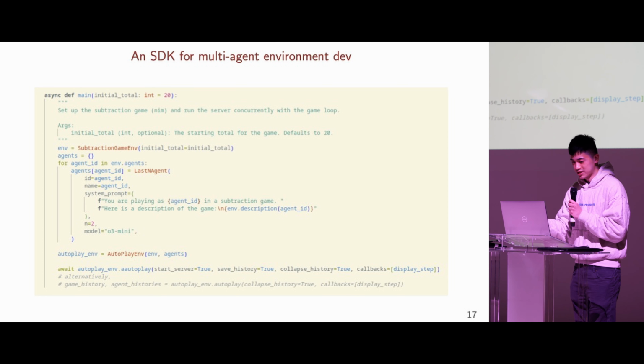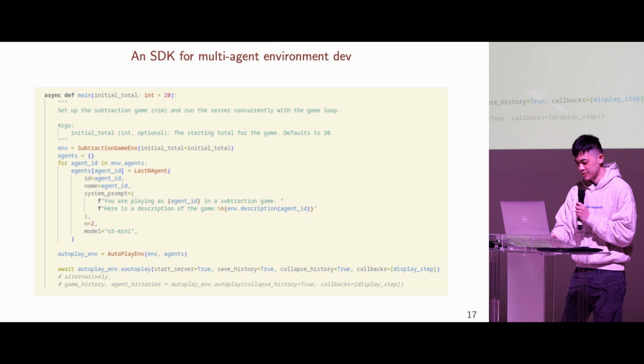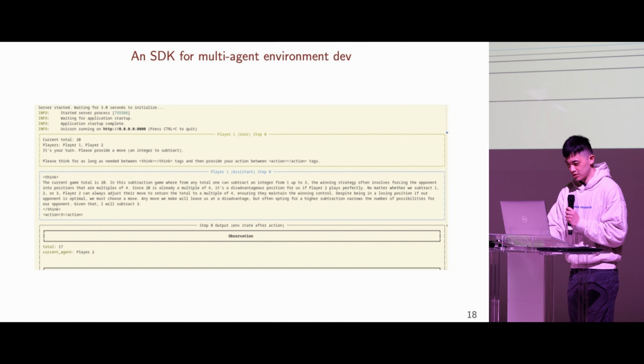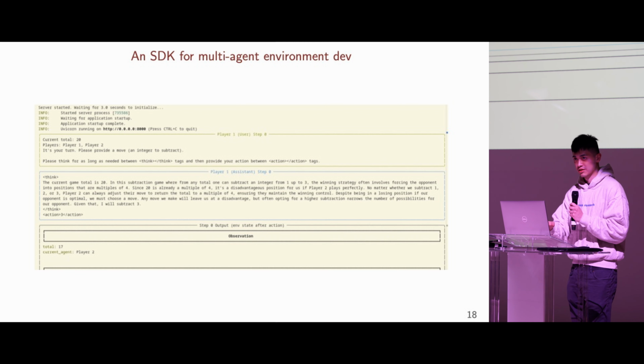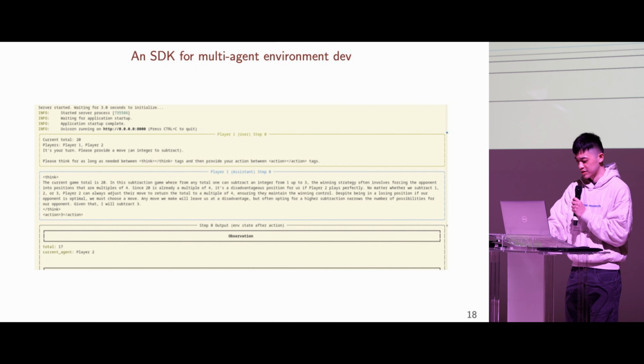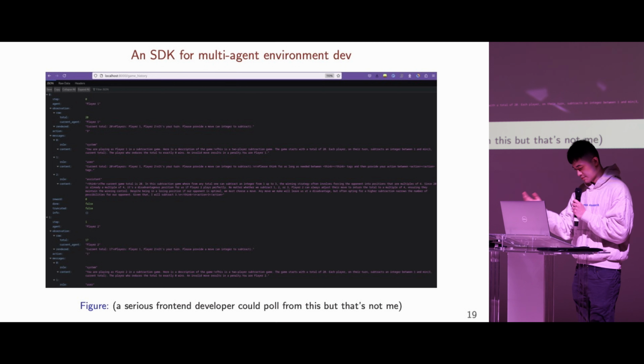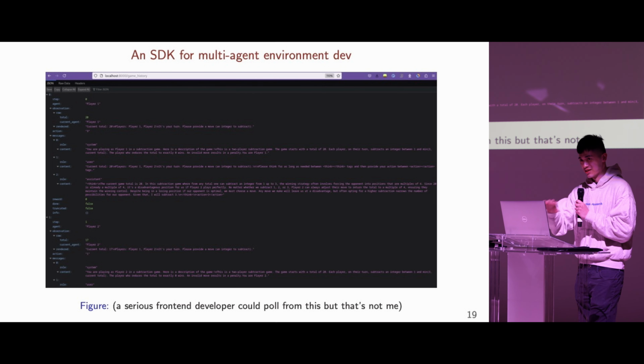And a wrapper simply looks like this. You define your multi-agent environment, and then you can wrap it in autoplay, and then you can call .autoplay. This is an async version of it where it starts a server simultaneously. So it starts a server, it shows some output from the game, and that's your rollout. And then you can actually save the history. This is the server. It logs the history, and if you're a serious front-end developer, you can make a nice front-end for this.